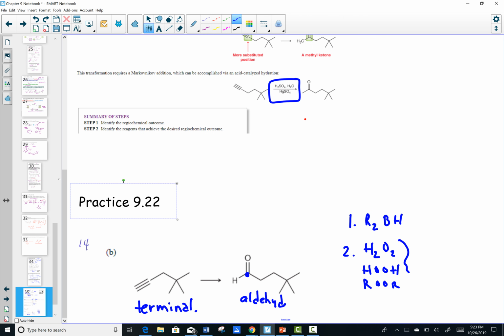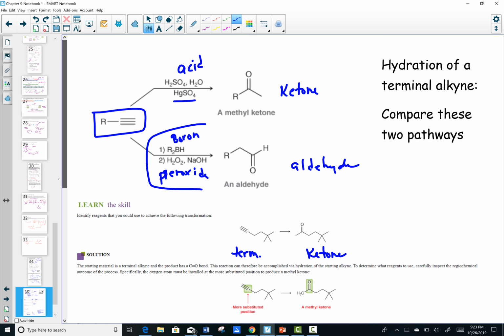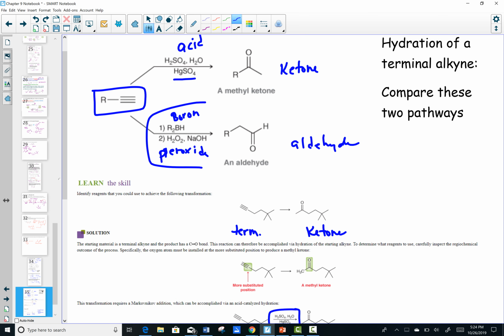All of those are letting you know that it's a peroxide reagent. You might also see boron written, as we just saw a moment ago, as 9-BBN. There's lots of different ways, but the key is to notice that it has a boron component and a peroxide component, and you'll end at the aldehyde position. And if it's a ketone position, you know that it's going to be an acid catalyzed workup in the presence of mercuric sulfate. So given these two choices, is it a ketone or aldehyde, lets you figure out which reagent to then use.